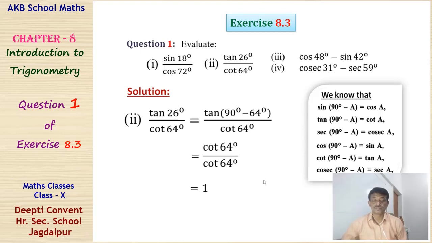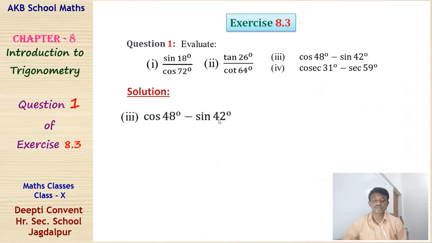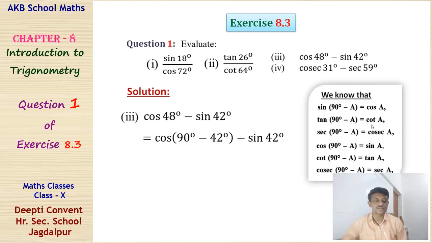Now the third question: cos 48 minus sin 42. Here 48 and 42 combine to make 90. So 48 equals 90 minus 42, or 42 equals 90 minus 48. You can write either combination. So cos 48 is cos(90 minus 42), and you know this table: cos(90 minus A) equals sin A. So it is sin 42. Sin 42 minus sin 42 equals 0. So the value of this is 0.